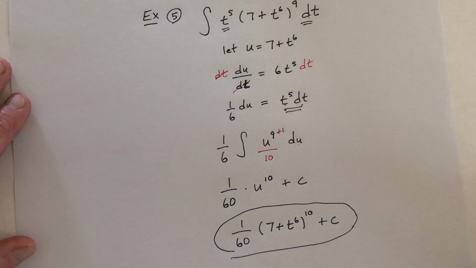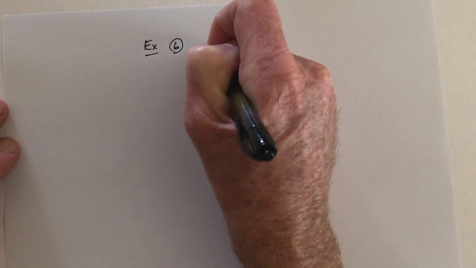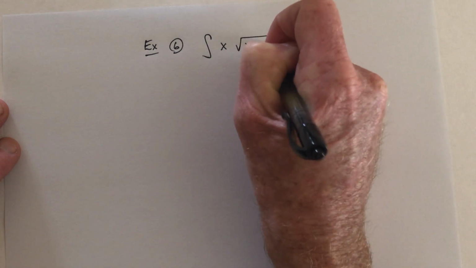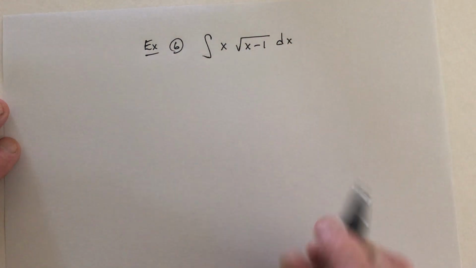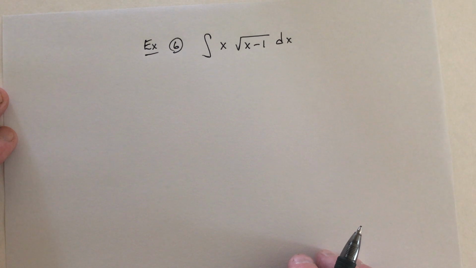Okay, now we have a couple of examples that take just a little more algebra. So for example number 6, what if you integrate x and the square root of x minus 1? And this one I got directly from the homework, but that's fine too, because I usually do an example very much like this when we do u substitution.